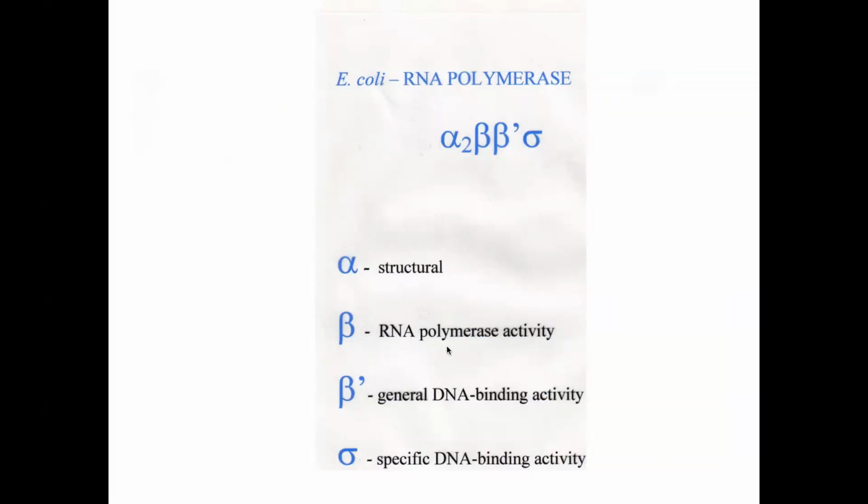Once it binds to DNA, how does it find the promoter? Well, that's what the sigma subunit allows for. The sigma subunit has specific DNA binding activity. It has the ability to recognize consensus sequences within the promoter specifically. So the RNA polymerase can then associate with that promoter region and initiate a transcriptional event.